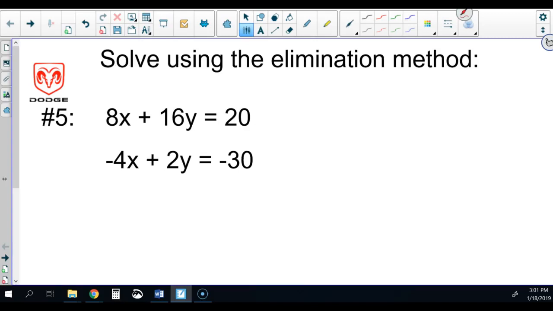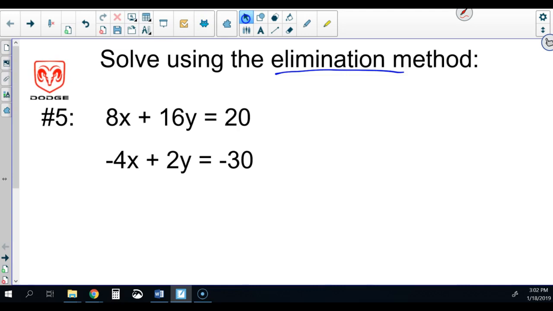Okay, I wanted to give you guys a few more examples of systems of equations using the elimination method and then in a little bit the substitution method. So the easiest way definitely is to graph these on Desmos or on paper, but we're going to learn two other methods as well. This is number 5 from your Dodge homework, so don't get this wrong.